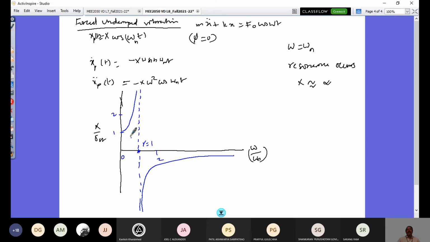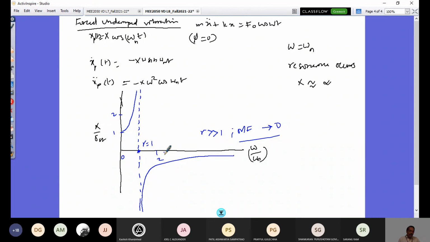When r is less than 1, you have here amplitude peaks up in one direction. When r is greater than 1, it's coming from here like this. But as r becomes much greater than 1, what is happening to the magnification factor? The magnification factor reaches 0. That means there is no displacement. When it is 0, x is 0, amplitude becomes 0. That's the meaning. That is going to be asymptotically, right? So when omega is equal to omega n, this is how your response would come.